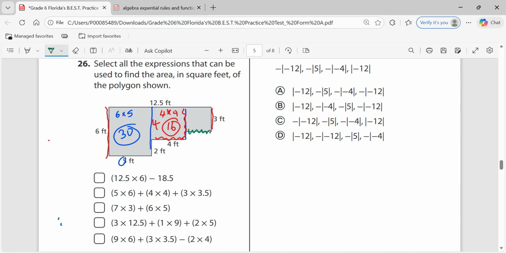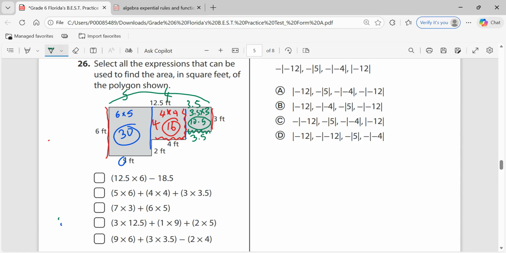Well, 3 times what is going to give me that rectangle? Well, I do know that the whole thing up here is 12.5. So if this is 5 feet and this is 4 feet, then I have to subtract those from 12.5 to get the remaining 3.5 feet. And if it's the same as the top, it's the same as the bottom. So then we have within this box, it's 3.5 times 3. And so this green box is going to be 10.5.